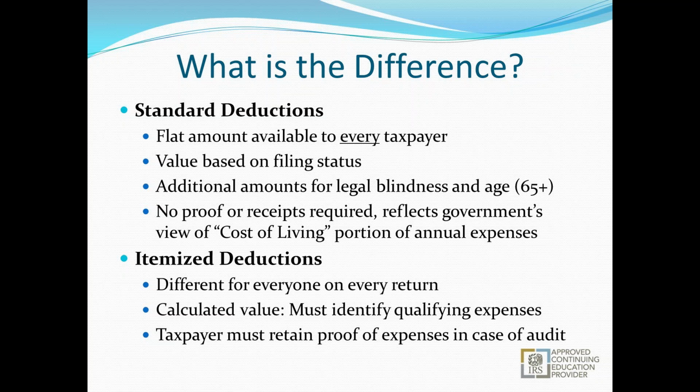Itemized deductions are different for every single person on every return. It is a calculated value. You have to identify the qualifying expenses and place them on the forms. And by the strict definition in the code, the taxpayer must retain proof of those expenses. If the IRS ever questions it, you have to dig those out and basically justify anything you put on the Schedule A. That's really no different than anything else that's ever claimed on a tax return. So nothing really new here.